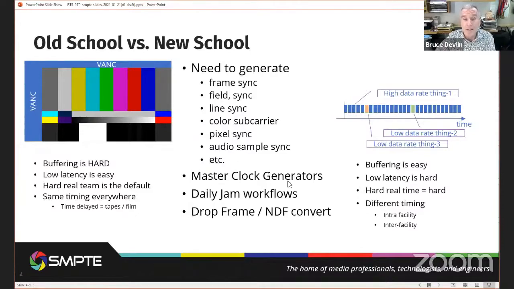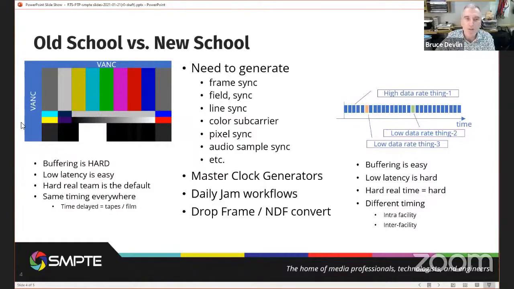So we had things like master clock generators, and we had daily jam workflows, which were an elegant solution to an inelegant problem. Or is it the other way around? I don't know. Maybe you can comment later in the comments. We had drop frames and non-drop frames to try and count all of these various synchronization modes that were floating around anachronistically into our networks.